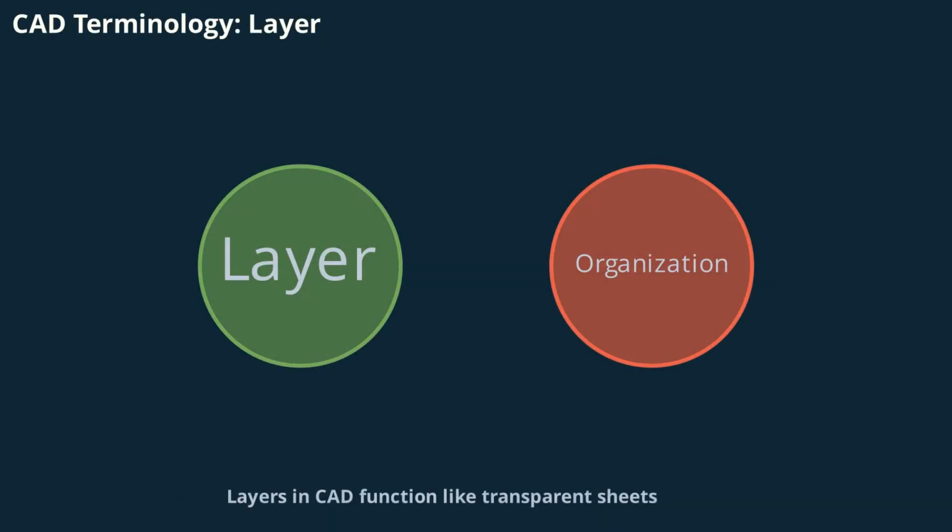Layers in CAD function like transparent sheets, organizing different types of drawing information. Designers group related elements such as dimensions, text, or electrical wiring onto separate layers. This allows layers to be turned on or off, locked, or assigned unique colors and line types. Layers enhance organization, clarity, and control, especially in complex drawings. By managing layers effectively, users can streamline editing and maintain consistency throughout their project.